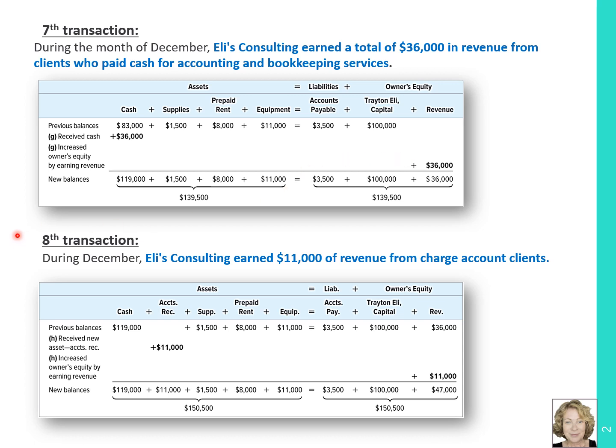However, Eli's Consulting has some charge account clients as well. These clients are allowed 30 days to pay. Amounts owed by these clients are known as accounts receivable. This is a new form of asset for the firm. Claims for future collection from customers. During December, Eli's Consulting earned $11,000 of revenue from charge account clients. So in this case, for the eighth transaction, the accounts receivable increased by $11,000 and our revenue increased by $11,000 as well.